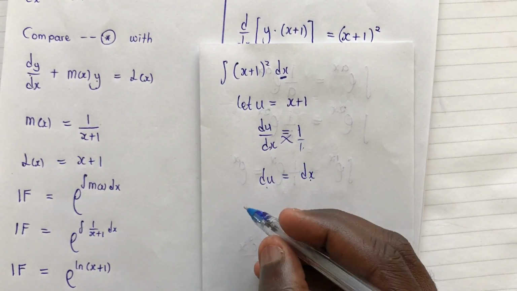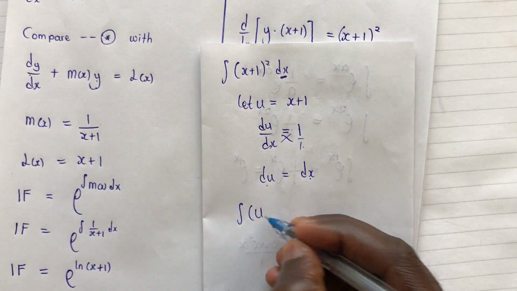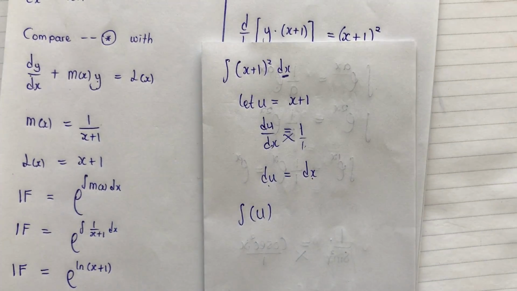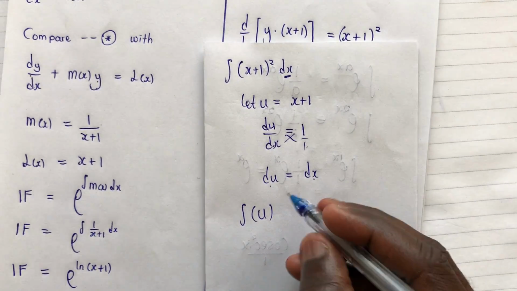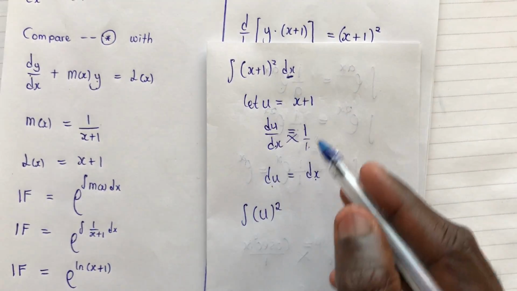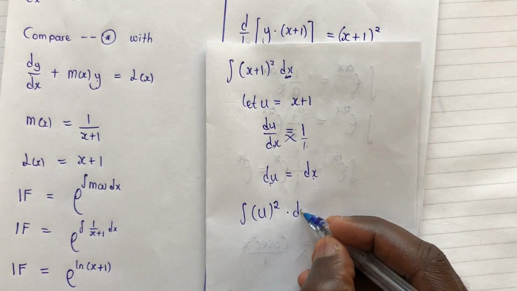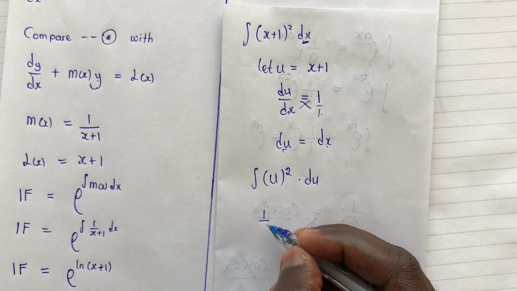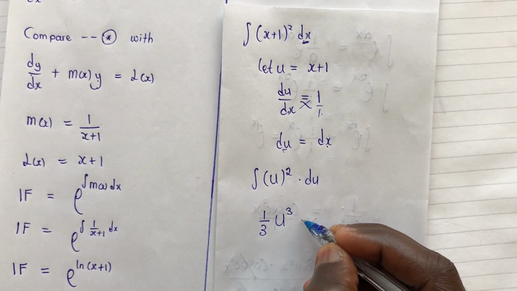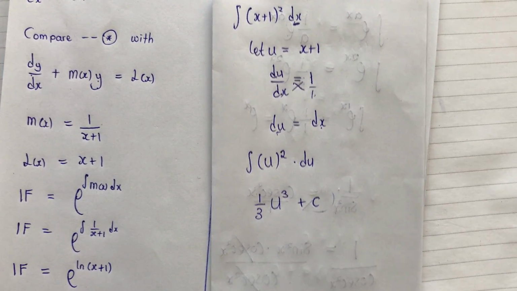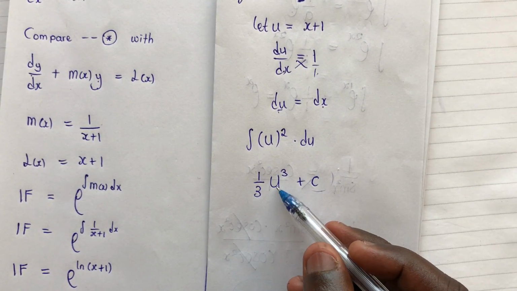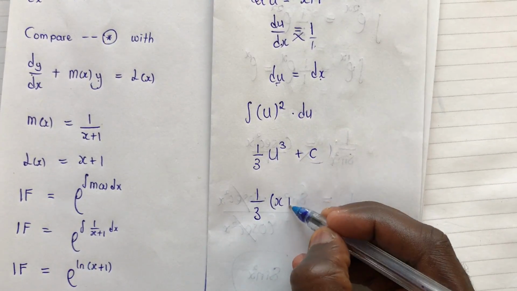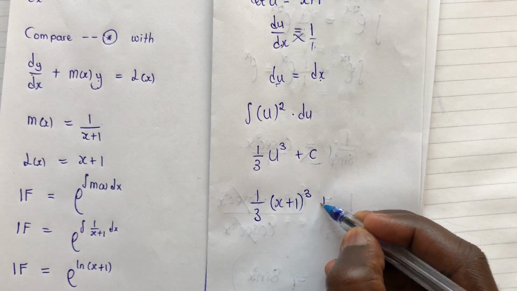So rewrite your equation. You have the integral of u squared, because you said let u be equal to x plus 1. So we rewrite the equation in terms of the variable u. So u squared, and what is dx? dx is the same as du. Now when you integrate this, this is going to give you 1 over 3 u to the power 3 plus c. From there, we can now resubstitute for u. So we have 1 over 3, u is the same as x plus 1, raised to power 3 plus c.